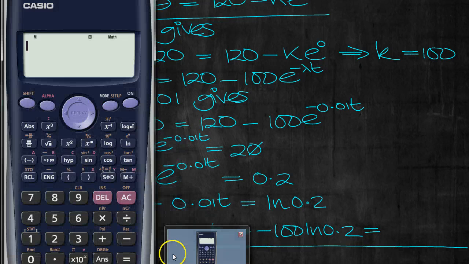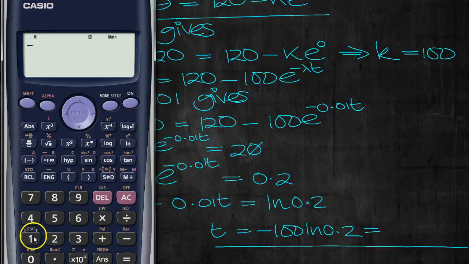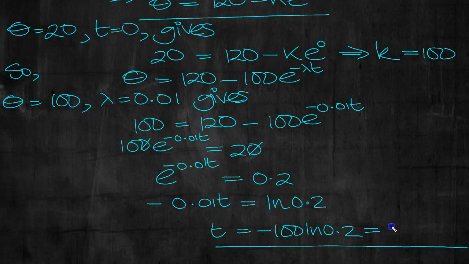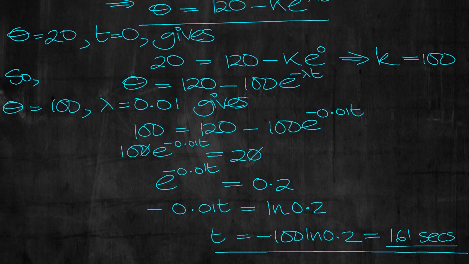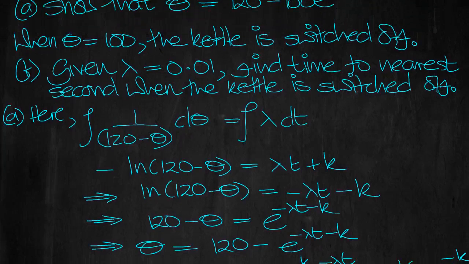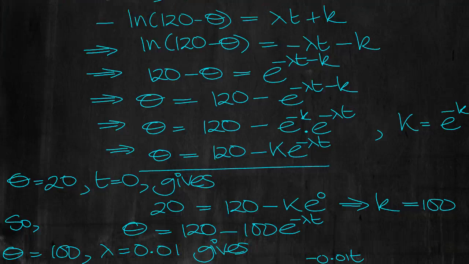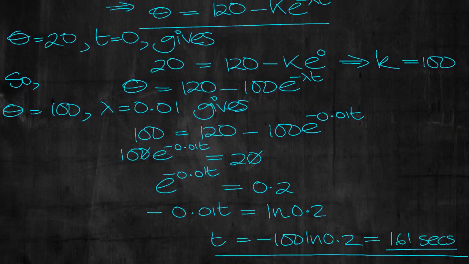So here we go then, let's have a look at this then. Minus 100 times natural logarithm of 0.2 equals 160.9, which is 161 seconds. That's to the nearest second, which is what we wanted to show, didn't we? Find the time to the nearest second when the kettle is switched off. It's after 161 seconds.